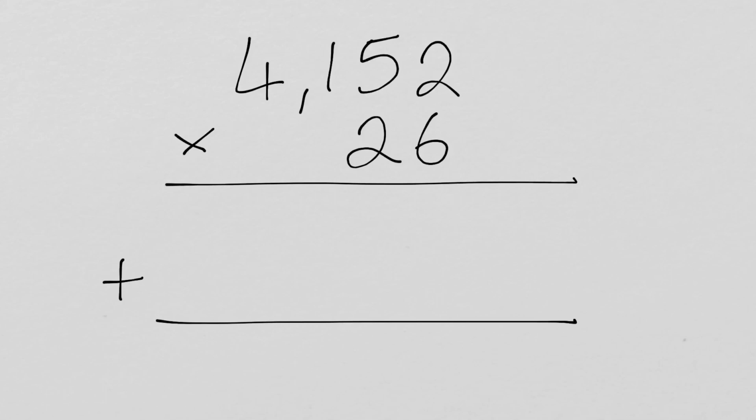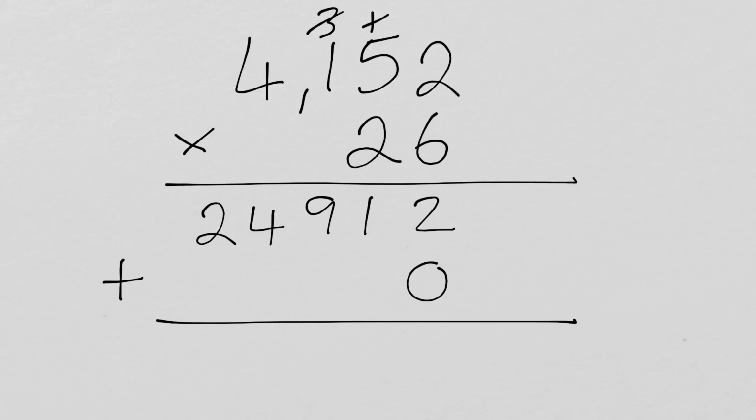6 times 2 is 12. And 6 times 5 is 30 plus the 1, 31. And 6 times 1 is 6 plus the 3, 9. And 6 times 4 is 24. Got nothing to add, nothing more to multiply, so I'm just going to pop that down there. Again, now I'm multiplying by 20, but I'm going to treat it like 2, so I'll put a 0 there to make my answer 10 times bigger.